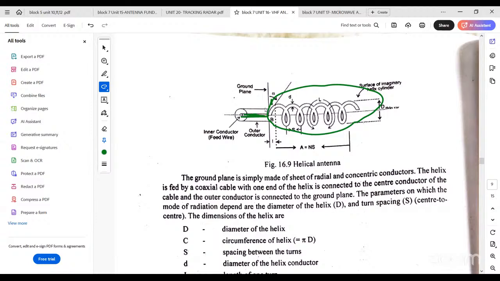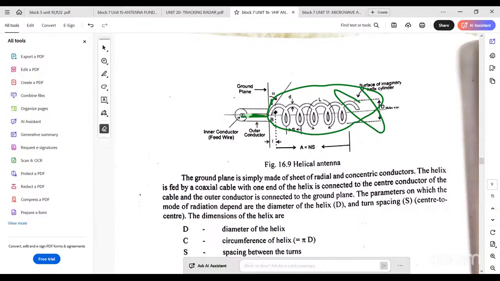Now, what is D here? D is the diameter of the helix. It means after the spring type, how much diameter it is taking. That is the helix diameter. D is the helix diameter. Next, what are the terms we have?